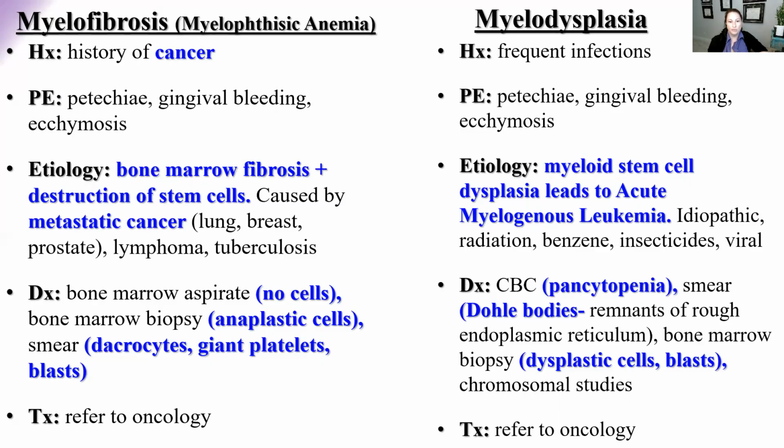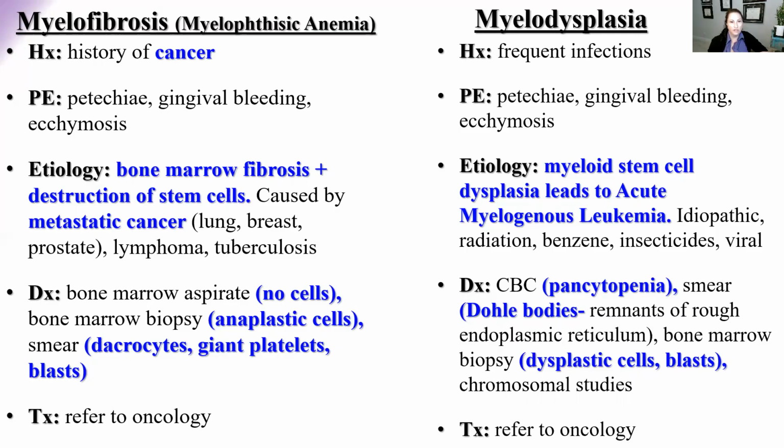For the myelodysplasia, this is a myeloid stem cell dysplasia. And here's your key point about this one. This is a precursor to acute myelogenous leukemia. That's going to be your exam question on myelodysplasia. Myelodysplasia is a precursor to acute myelogenous leukemia. This can be idiopathic, radiation exposure, environmental exposures to things like insecticides, benzenes, or due to a viral infection.